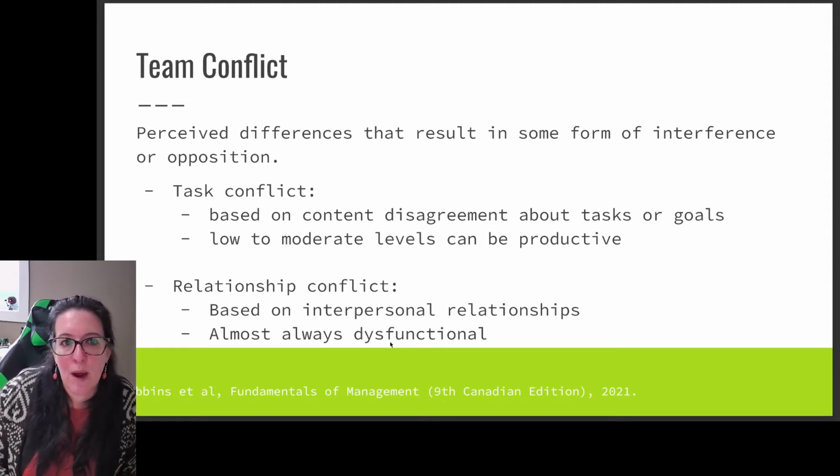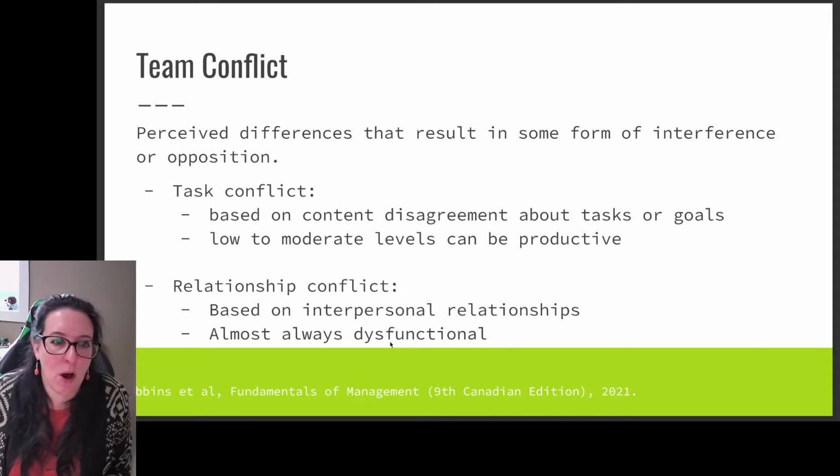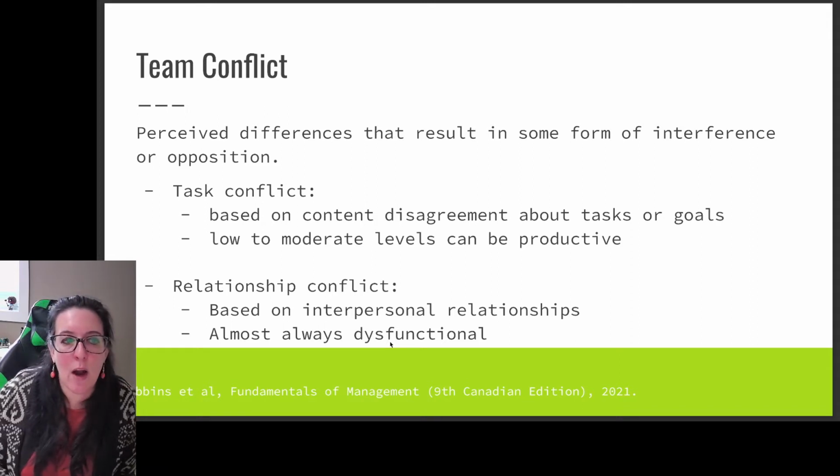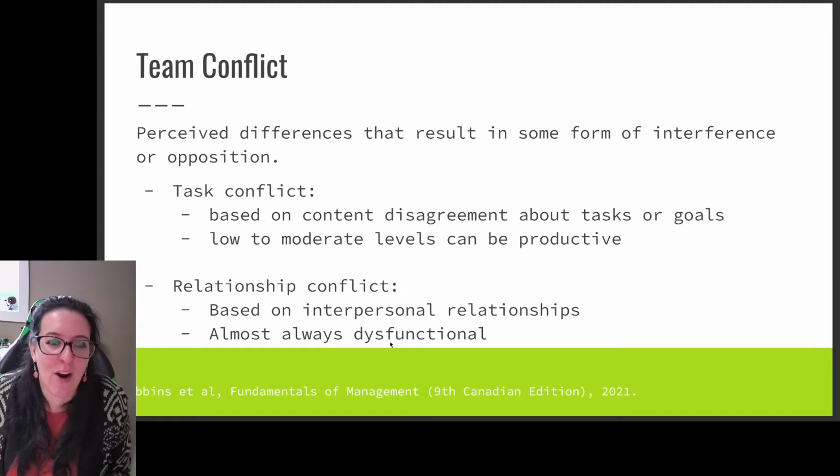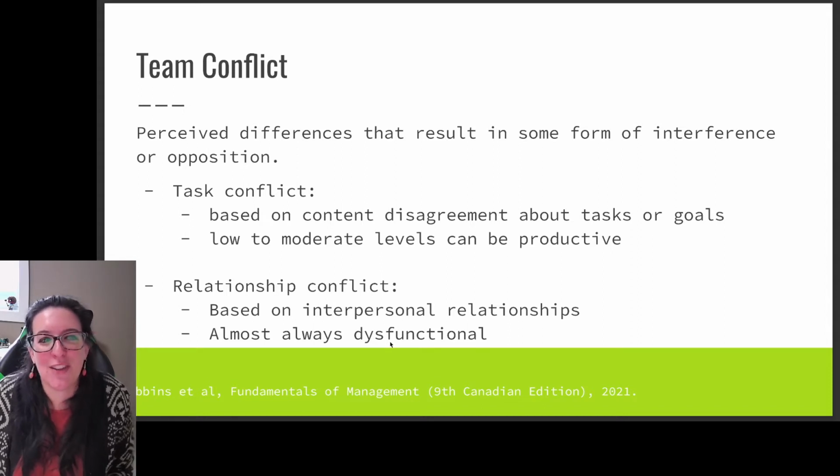What we're concerned about with the team is more relationship conflict. So this is where your team doesn't get along. They are dysfunctional. They don't like each other. They don't trust each other. So we lack the interpersonal relationships. Relationship conflict is always going to be detrimental to the team.